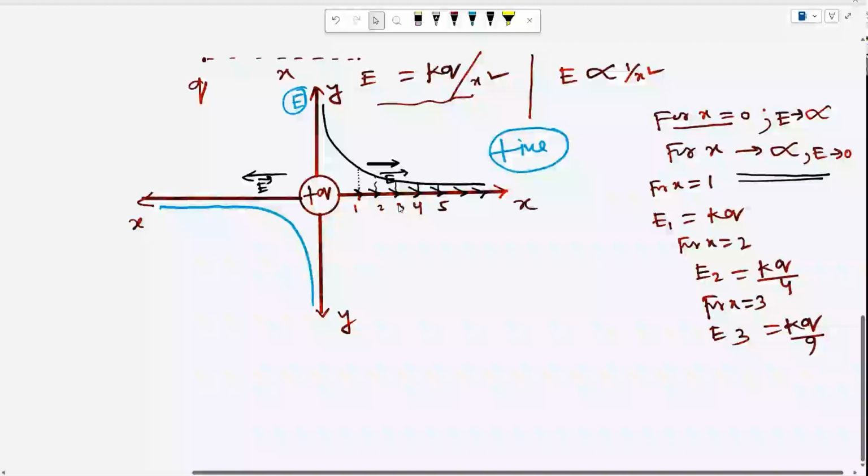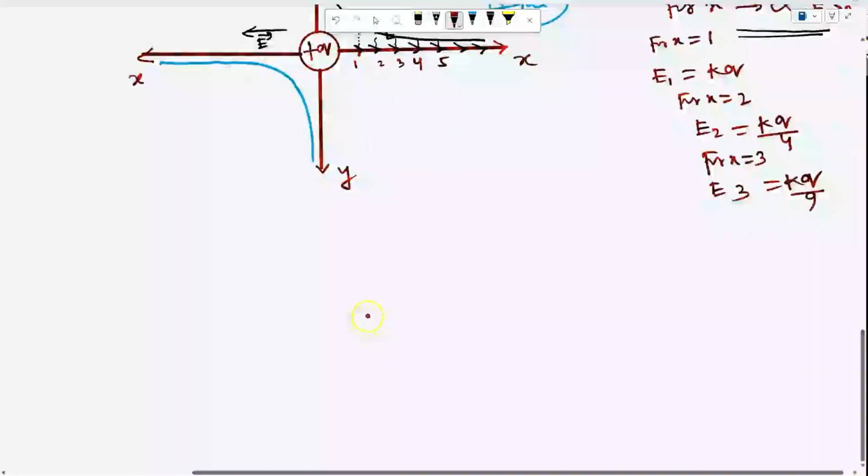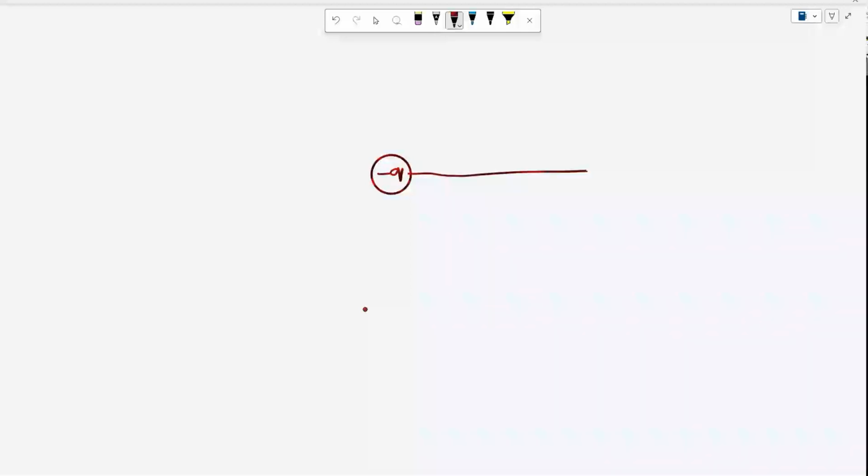Let us do it for a charge minus q. Keep a charge minus q at the origin and then check how electric field changes with distance. This time we are taking the charge minus q. This charge minus q taken at the origin, in the same manner we are taking x-axis, y-axis. Electric field always will be along y-axis.